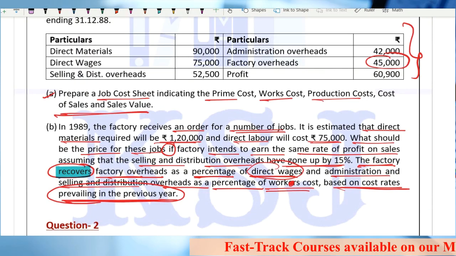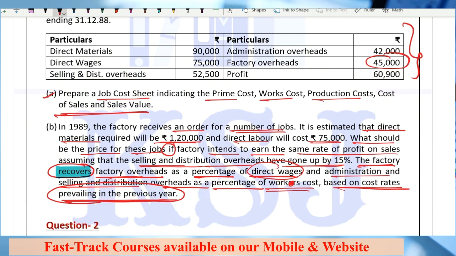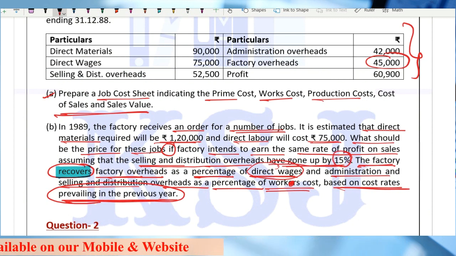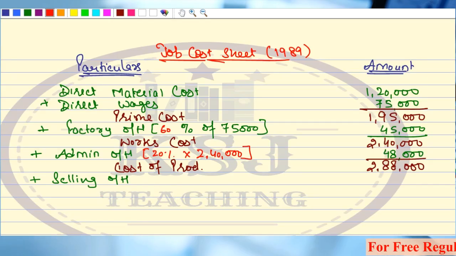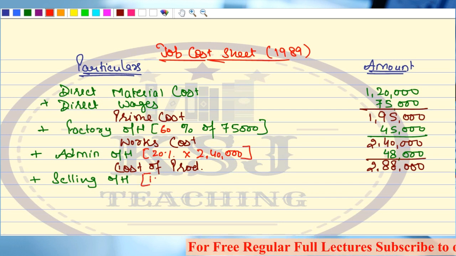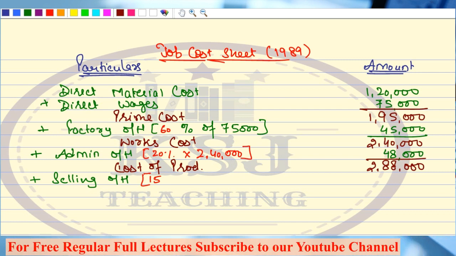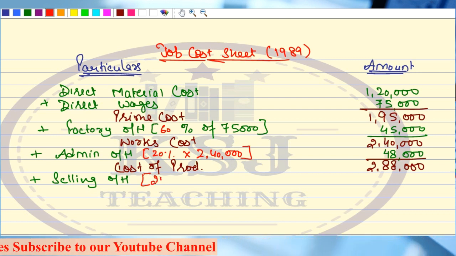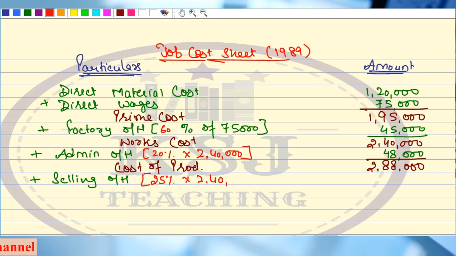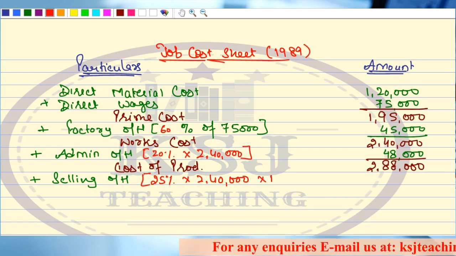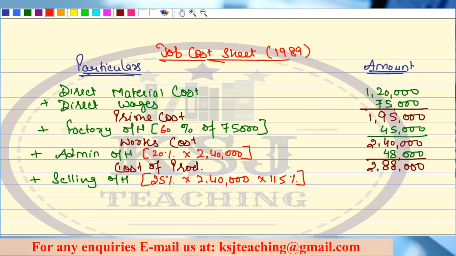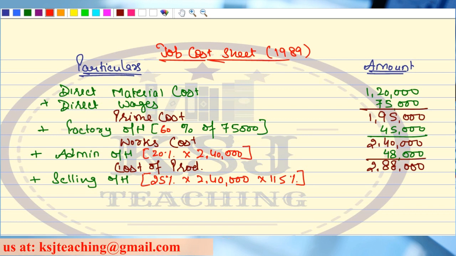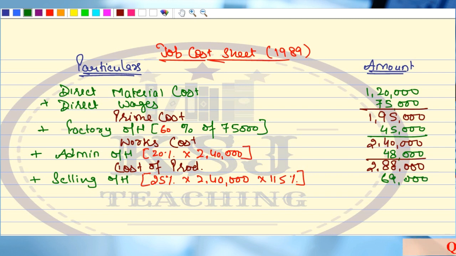Now, there is another information in the question, that selling and distribution overheads have gone up by 15%. Whatever is the normal percentage that you have calculated, the selling and distribution overheads have increased that by 15%, right? So here, first I will take 25% of 2,40,000. This is the normal circumstances, but they say that selling overheads have increased by 15%. So I will multiply it by 115%, to increase it by 15%. So my total selling and distribution overheads will be 69,000. Clear? This 15% part is clear.